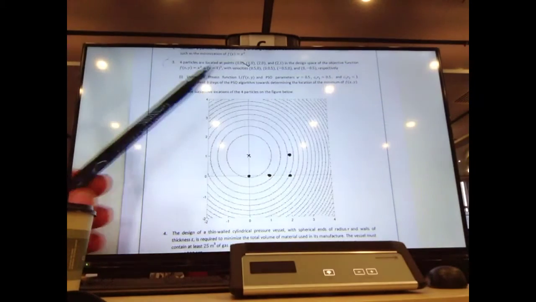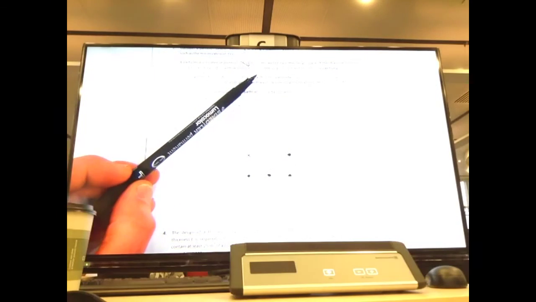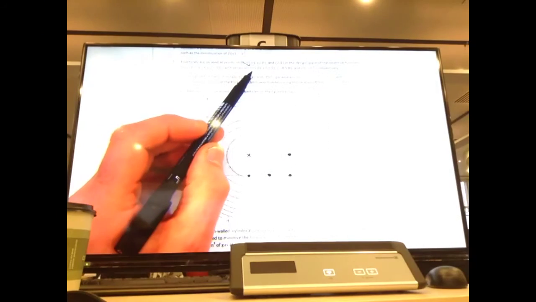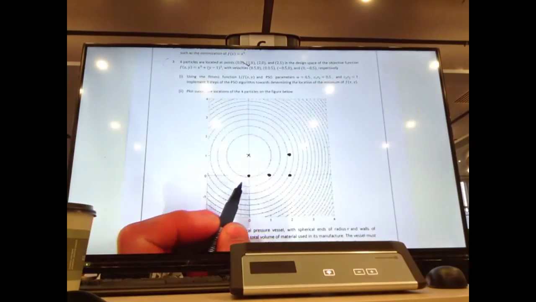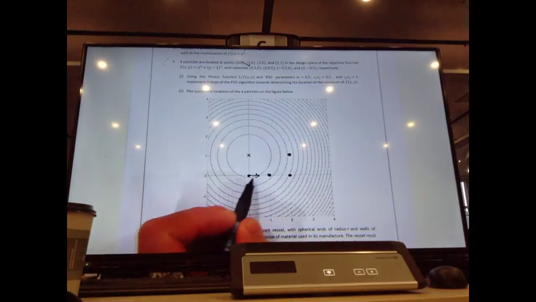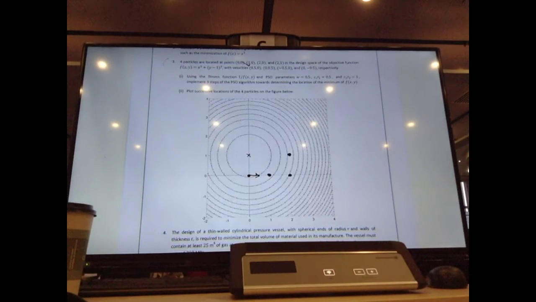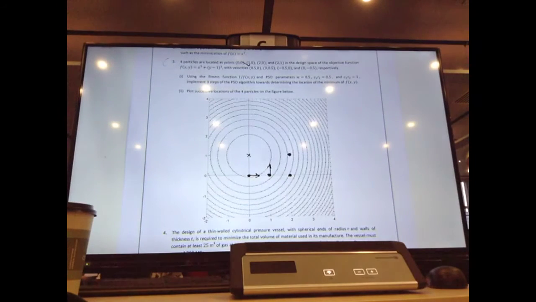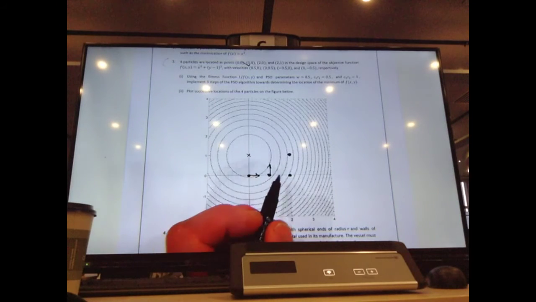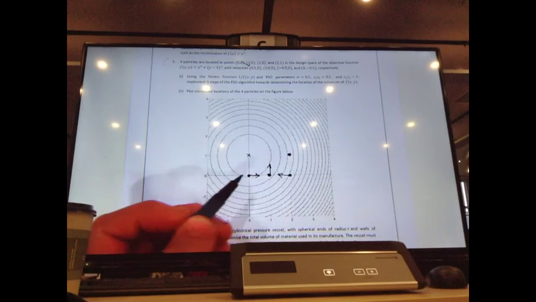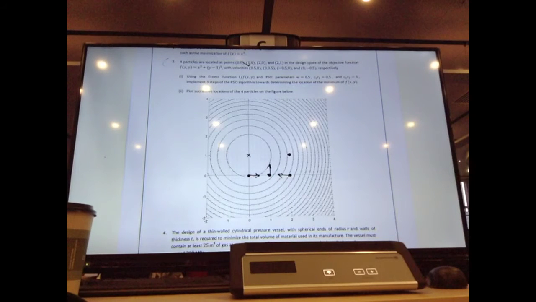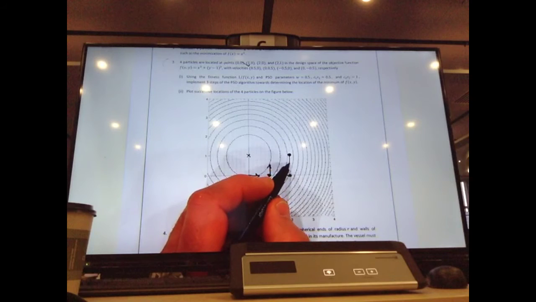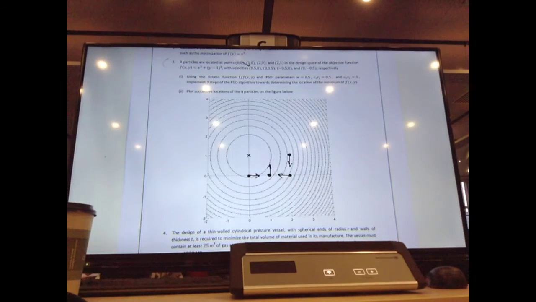So each of the particles has been given an initial velocity. The first particle's is a half, 0, so it's moving in that direction. The second particle is 0, 1/2. The third particle is minus 1/2, 0. And the fourth is 0, minus 1/2. So those are the pseudo-random velocities assigned to the 4 particles.